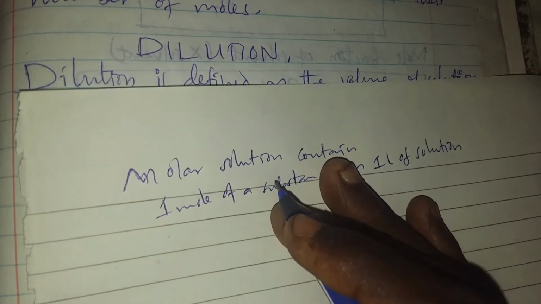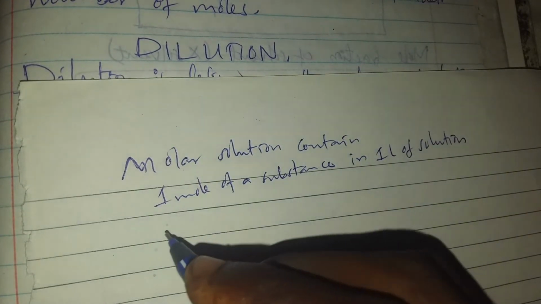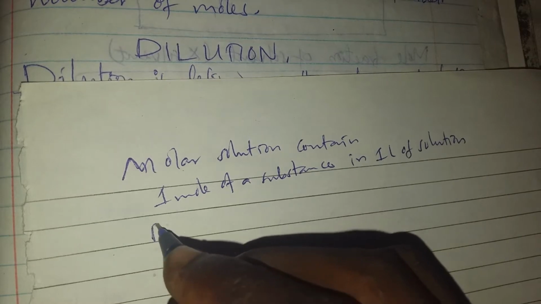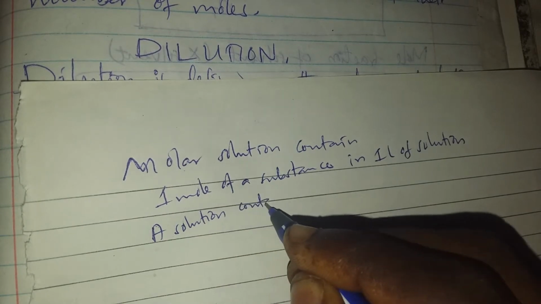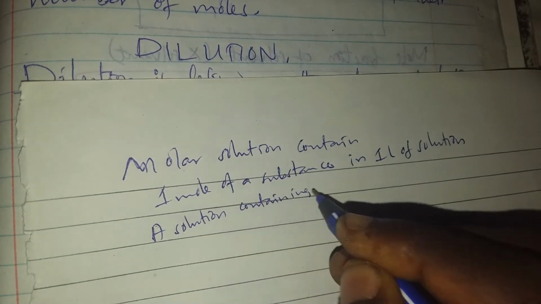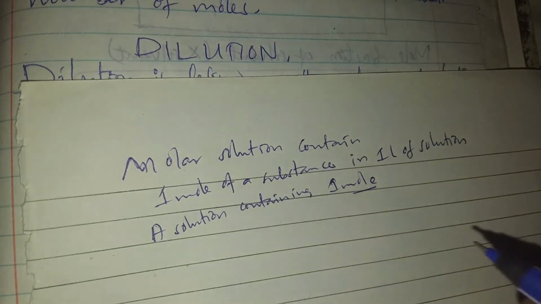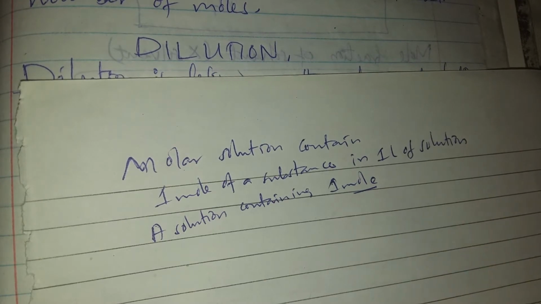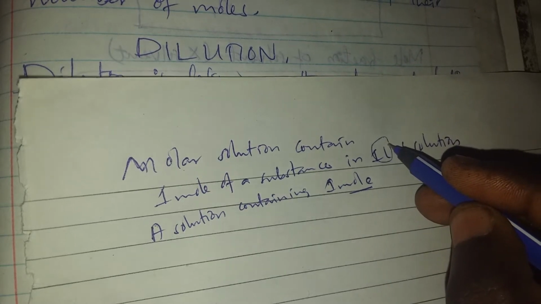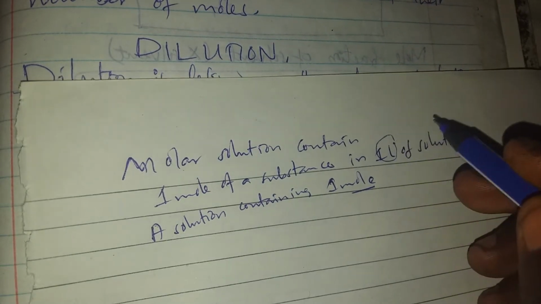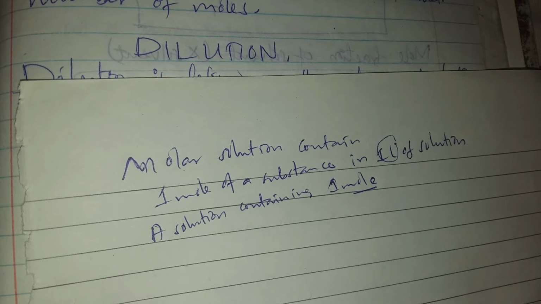But in dilution we are discussing the concept which is approximately the reverse of this. That is, dilution is a solution containing 1 mole of a substance. So when we are saying 1 mole, that means we can increase the volume. The volume is not necessarily 1 liter. In other words, dilution is the process of decreasing the concentration or amount of a substance in a solution.